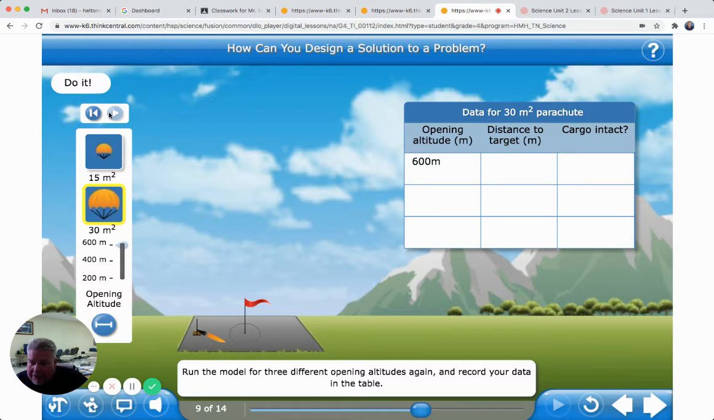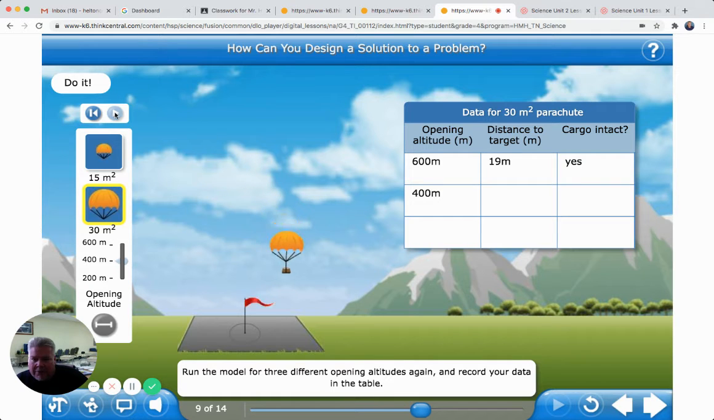Oh, okay. How far was it away? About 19 meters away. Okay. Is it intact? Yes. Okay, let's reset it. We'll try 400 meters. Type it over here. Go, Mr. Plane.